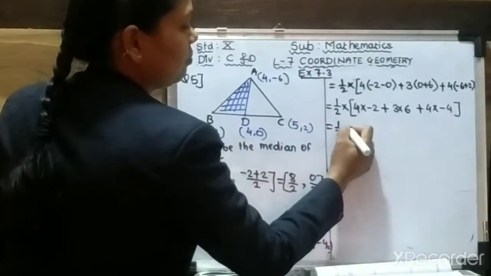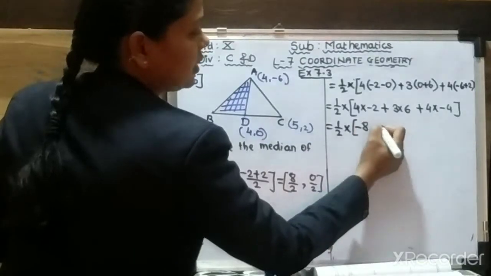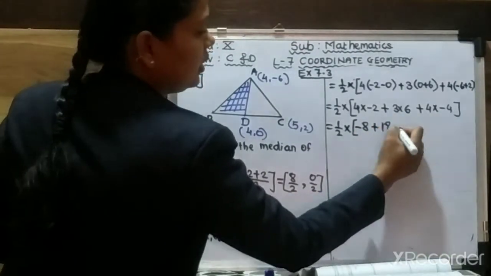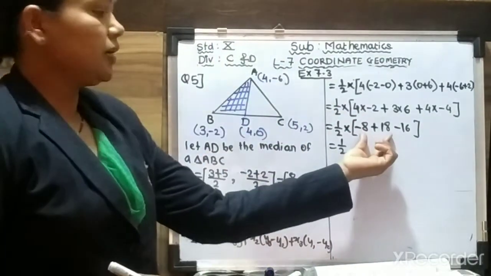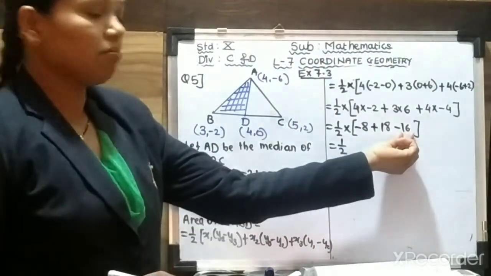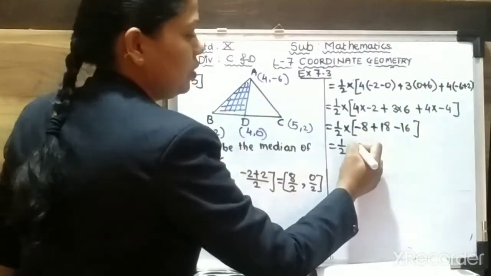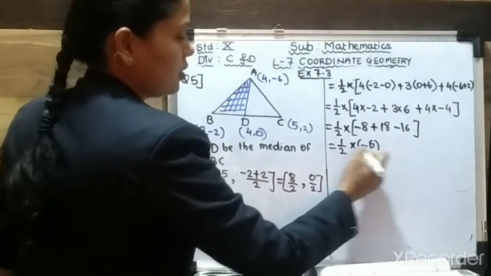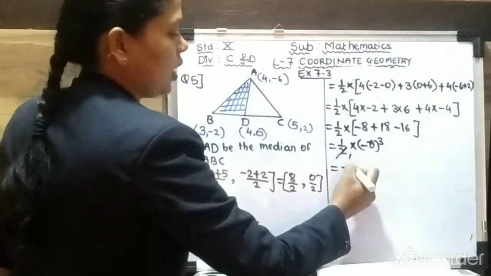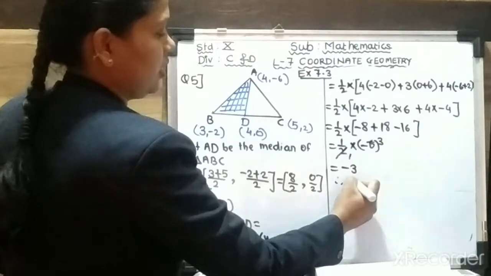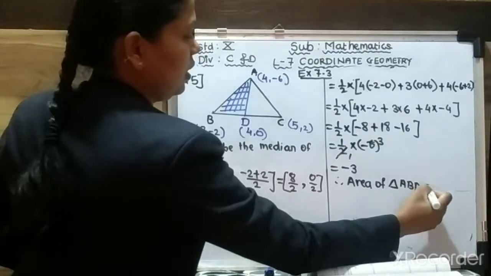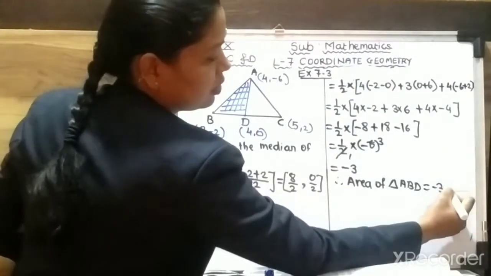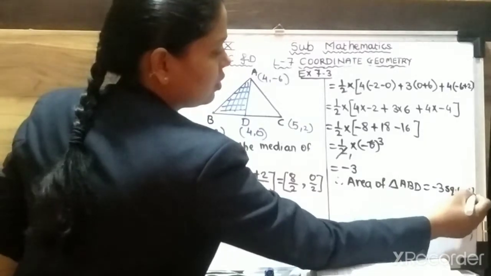So 1 upon 2 multiplied by: 4 twos are 8, minus 8, plus 3 sixes are 18, and plus, this is minus 16, right? So 1 upon 2, this we will get what? Minus 8 plus 18 is plus 10, and plus 10 minus 16 is minus 6. So we will get here minus 6. 2 ones are 2, 2 threes are 6. So answer is what? Minus 3. So we will write here area of triangle ABD equals minus 3 square unit.